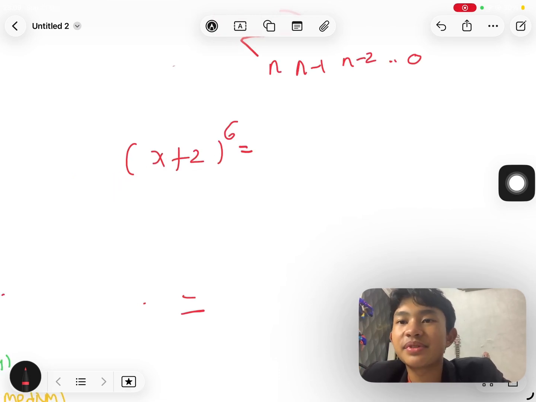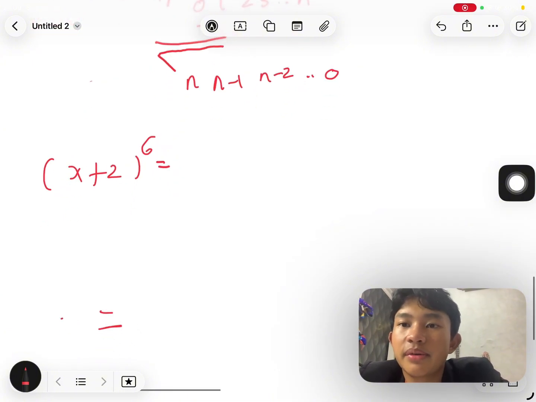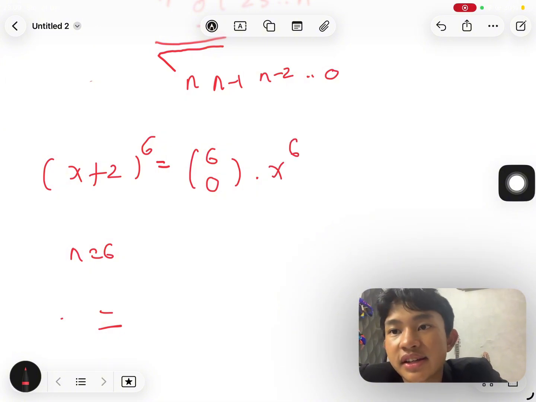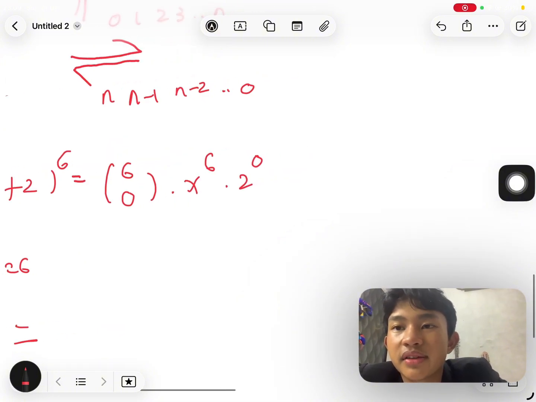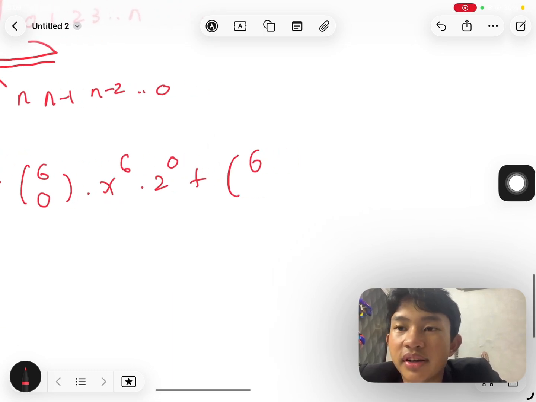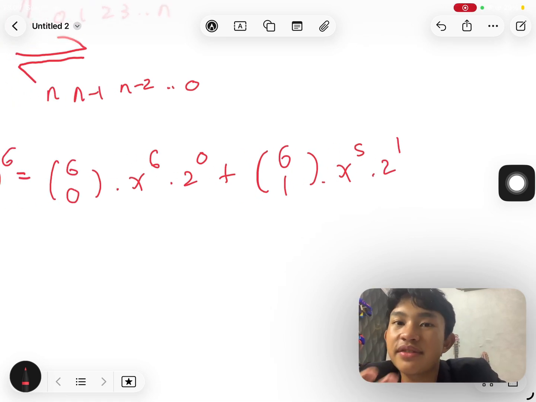So here we have (x + 2) to the power of 6. Now for the first term, again from the example above, we have 6, or n choose 0, because n is equal to 6, right? So 6 choose 0 times x to the power of 6, times 2 to the power of 0. Now for the second term, we have 6 choose 1, because k is always increasing, and then times x to the power of 5 times 2 to the power of 1. So the exponent of 2 is always increasing because it's b, and the exponent of x is always decreasing until it reaches 0.